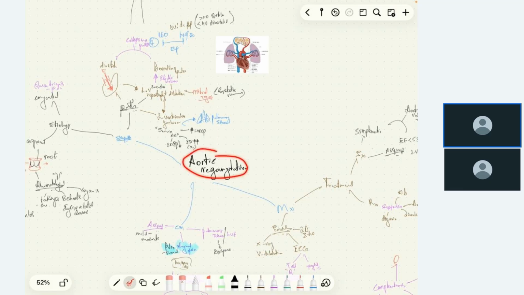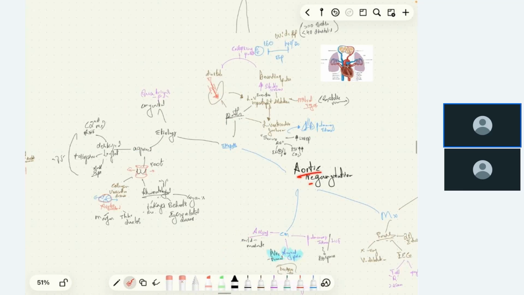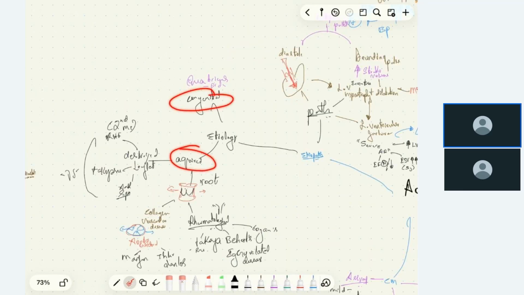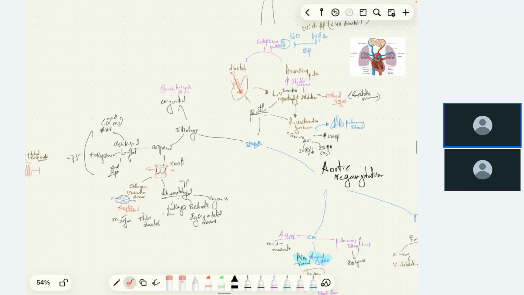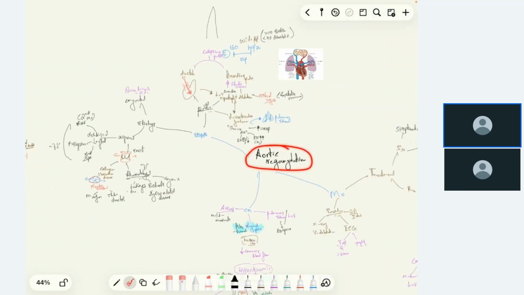What is the etiopathophysiology of aortic regurgitation? We have congenital and acquired causes. The congenital cause of aortic regurgitation is the quadricuspid valve. Normally, we have three cusps in the aortic valve. If the patient has a quadricuspid valve, he is more prone to develop aortic regurgitation. If the patient has a bicuspid valve, he is more prone to develop aortic stenosis.